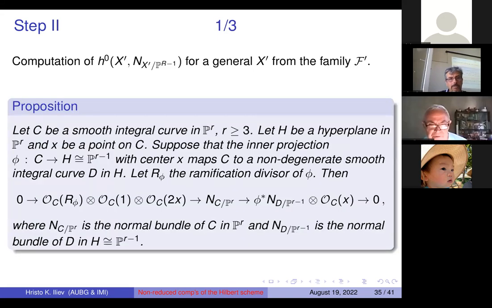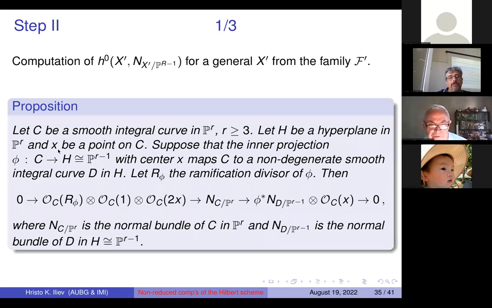So the next step, as I said in the outline of the proof, is the computation of the dimension of the tangent space. Or in other words, it is the computation of the space of the global sections of the normal bundle of X prime in P^(R-1). So for this calculation, we use the following proposition that I have put on the slide.